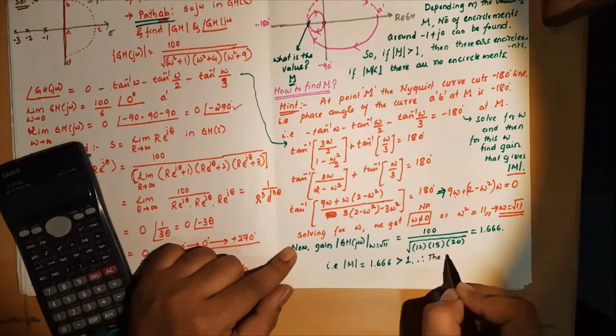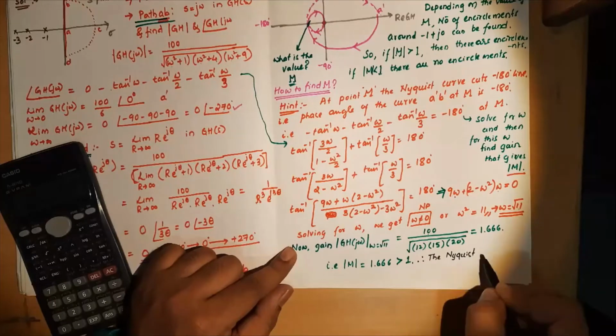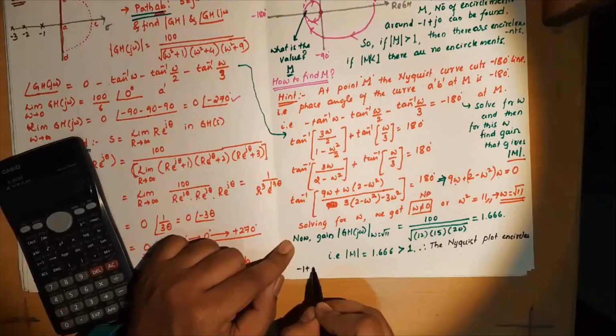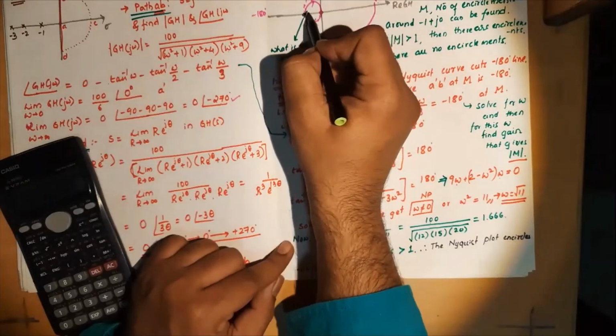Is it there or are there? Let us see that. Therefore, the Nyquist plot encircles minus 1 plus j0. So look at this now.